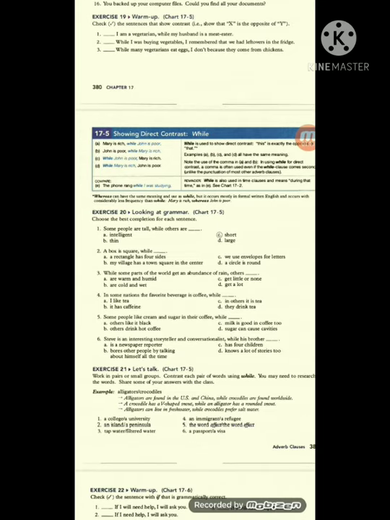Compare E. The phone rang while I was studying. While is also used in time clauses and means during that time, as in E.